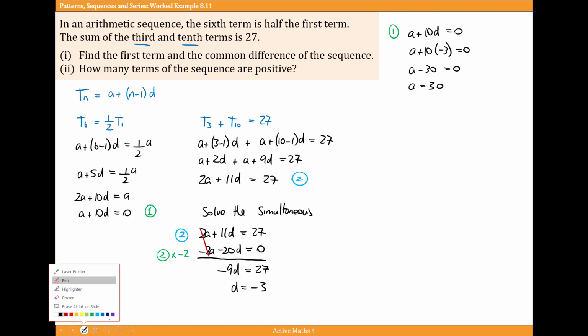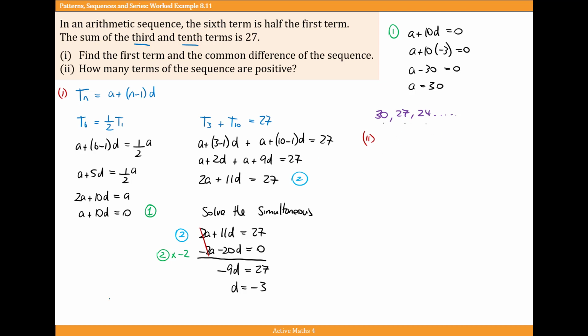And so we can see our arithmetic sequence starts at 30, and then it goes down 3 each time. So 30, 27, 24, and so on. Now, part 2 of the question asks me how many of the terms in the sequence are positive. So we can see it starts at 30, it's going down 3. There will be a time when we get into negative numbers, and we want to know how many of these numbers are positive before the sequence continues on through the minus numbers.